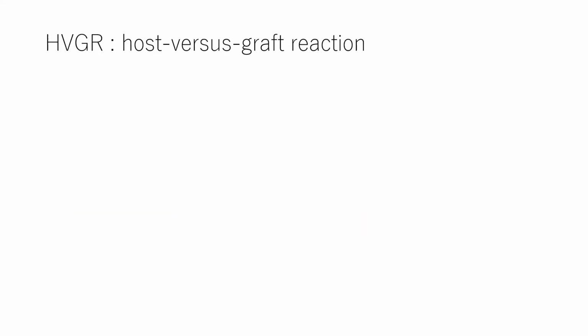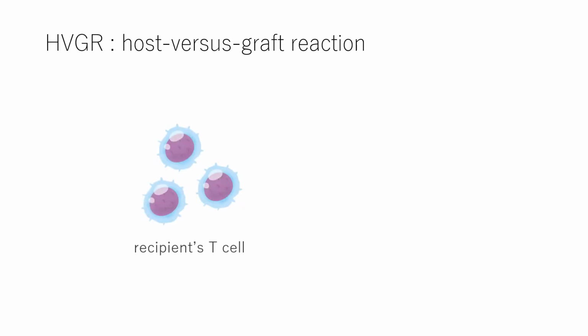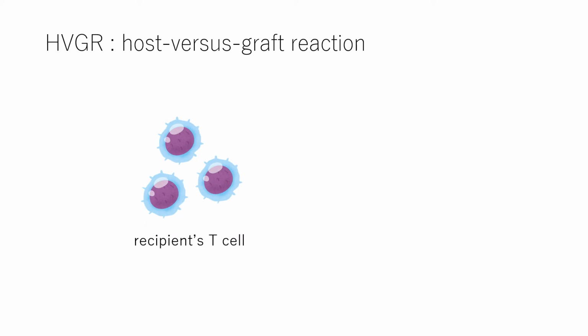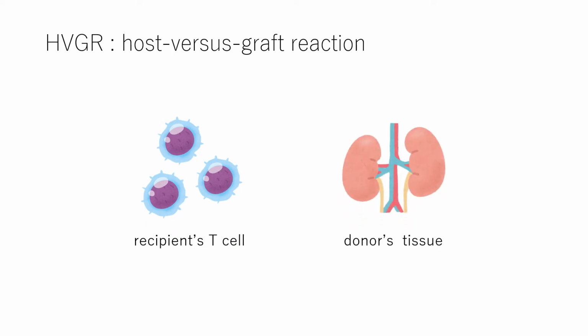So let us look at HVGR first. HVGR stands for host versus graft reaction. It occurs when donor's tissues with the HLA different from recipient's one are transplanted. When the recipient's T cells recognize the HLA of the donor's tissue as non-self, the T cells attack the tissues.